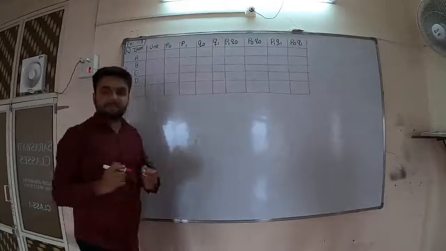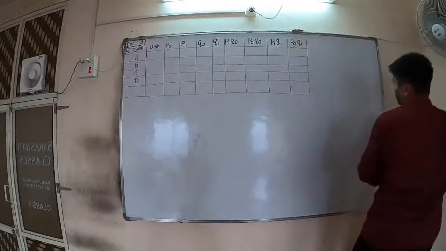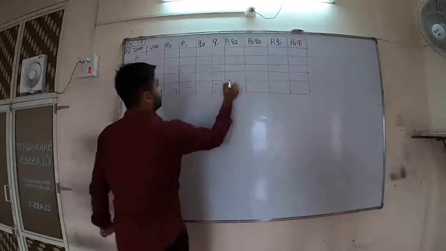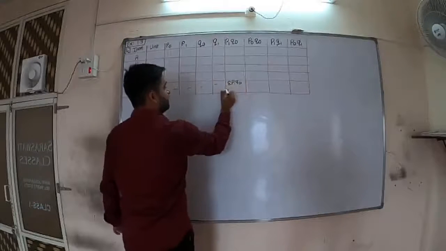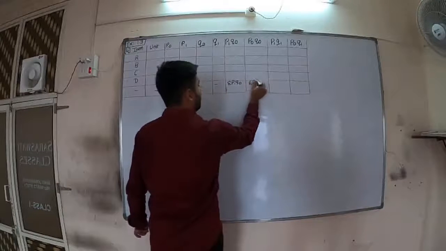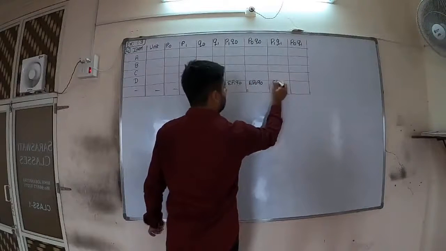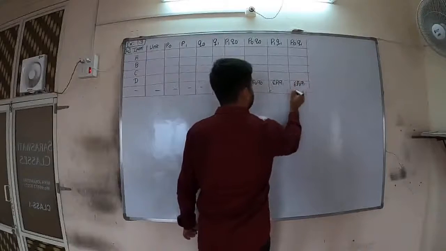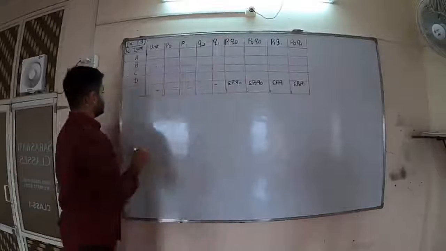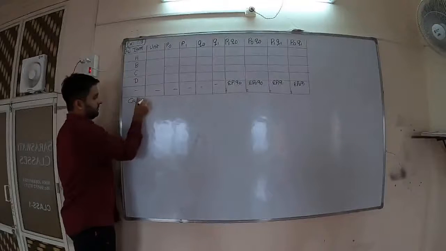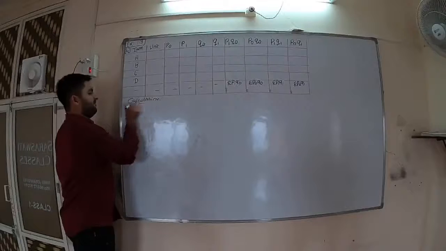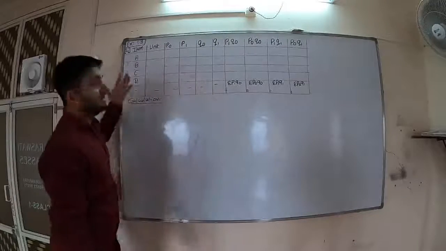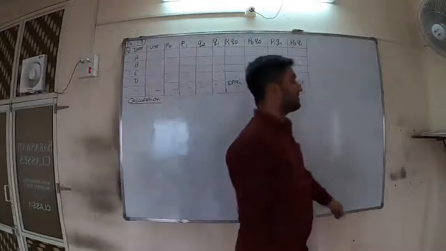All other things are same. There are no great changes. Sigma P1 Q0, sigma P0 Q0, sigma P1 Q1, sigma P0 Q1. Calculation. Nothing is to be written here. If you are directly writing, then what is the basic difference between the sums?